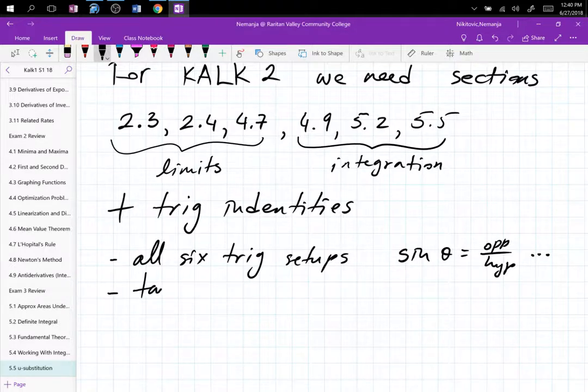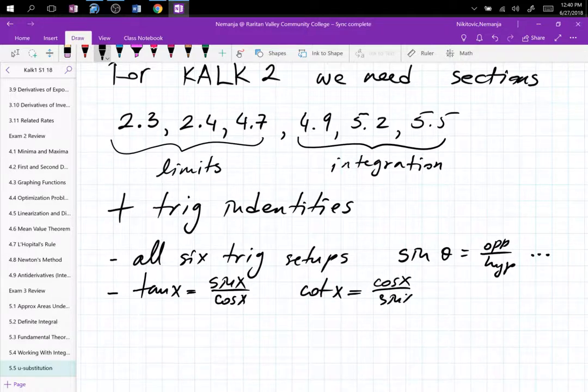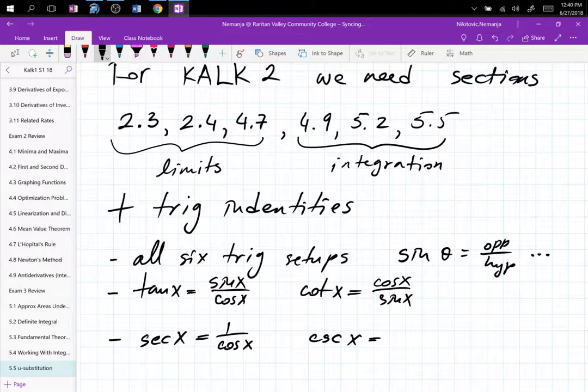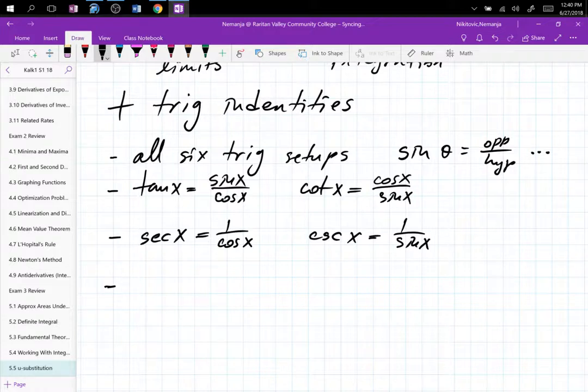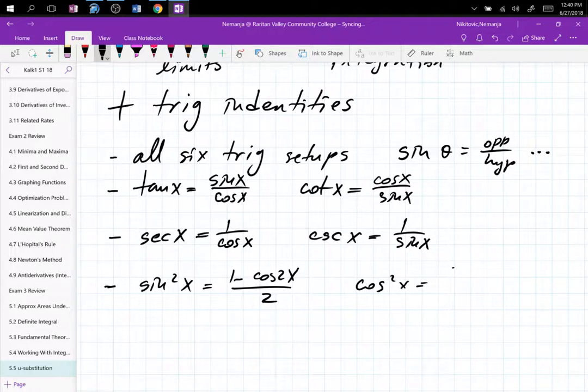Then you need to know that tangent x is sine x over cosine x, and that the cotangent x is cosine x over sine x. You need to know that the secant x is 1 over cosine x, and that the cosecant x is 1 over sine x. Further, you need to know the power reducing formulas, or you are doomed. So that is sine squared x is (1 minus cosine 2x) over 2, and cosine squared x is (1 plus cosine 2x) over 2.